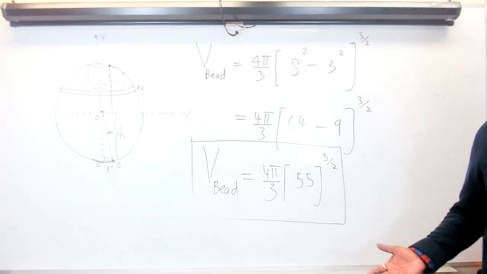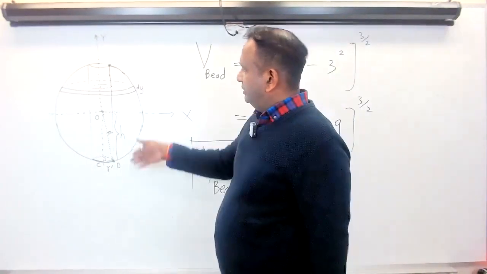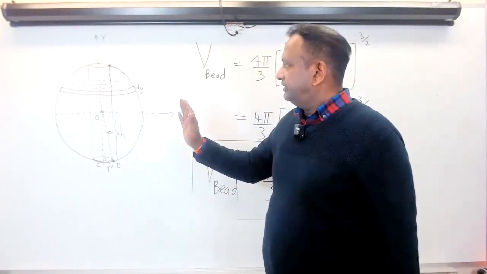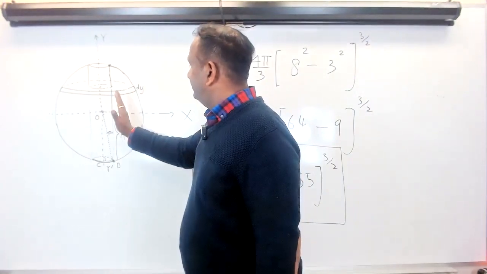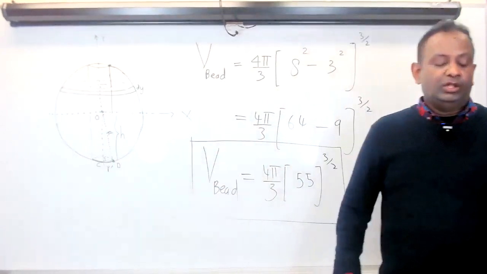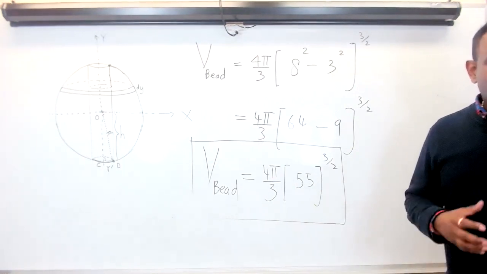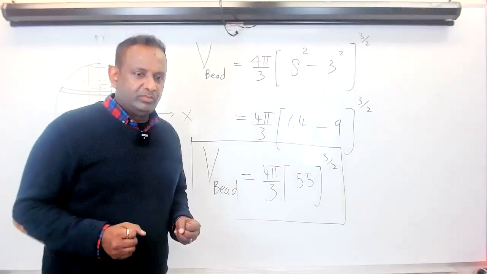If you get this done using the other method, the shell method, that means picking the strip vertically, you're going to stack. If you rotate, you're going to have a shell. Those shells will be stacking from this point to that point, and that will cover the whole volume of the bead. Okay, so we can talk about that one next time.